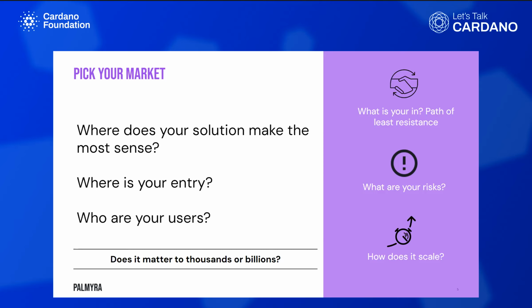And this is what these items on the right basically say. These are kind of the mantras of it. Oh, well, it's a bit of a misspell, but what is your path of least resistance? That's what it's supposed to say. What are your risks and how does it scale? And so risk assessment is very, very important here because it really helps you face reality.